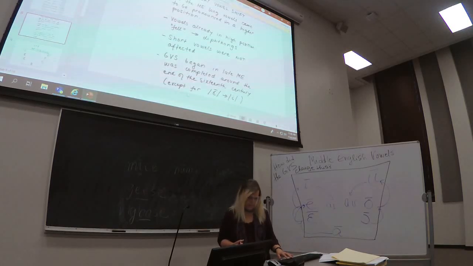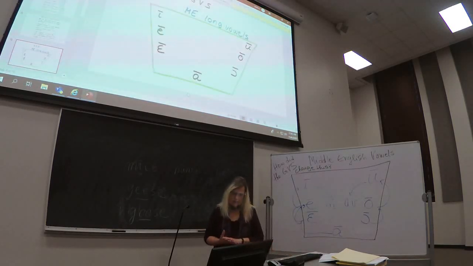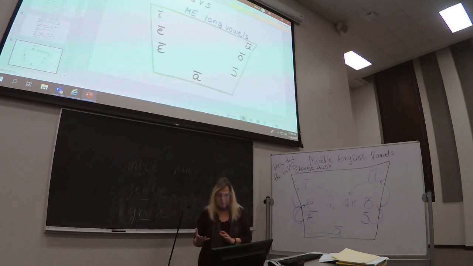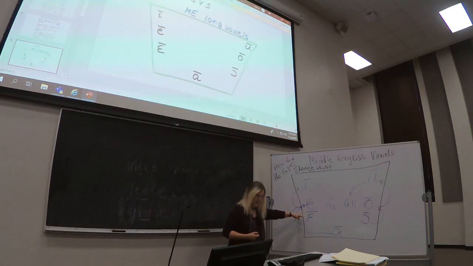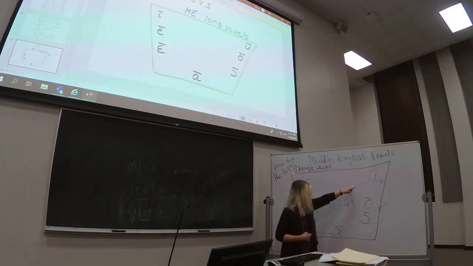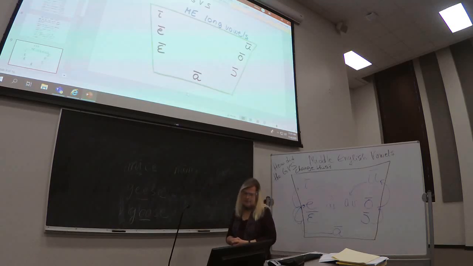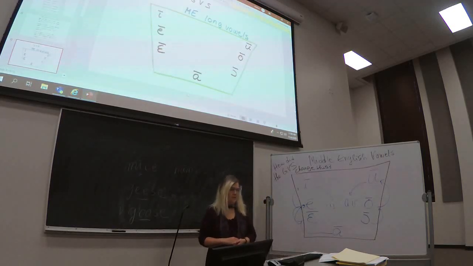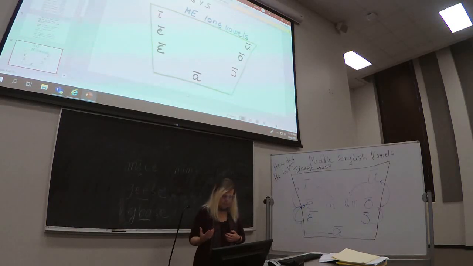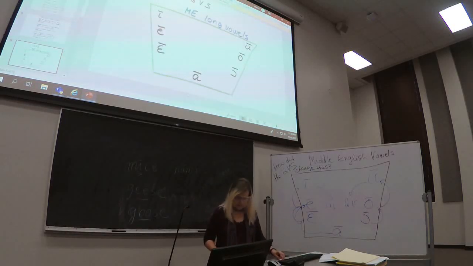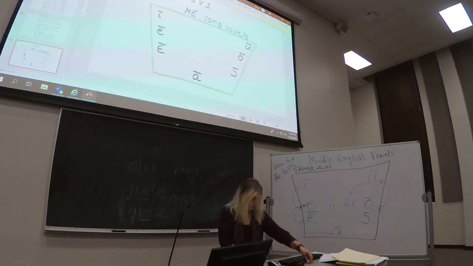So in the next slide, what I have is where we started from, before the great vowel shift. These are the Middle English long vowels: e, e, a, u, o, the open o, and these are the ones that started to change. So this was the starting point for the great vowel shift, also sometimes referred to as the great vowel movement.